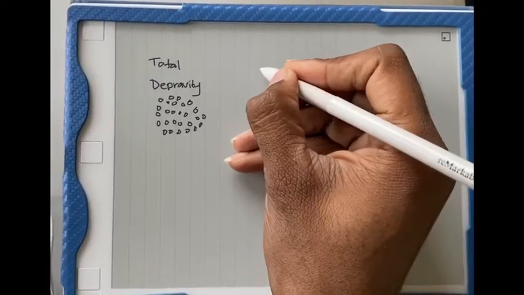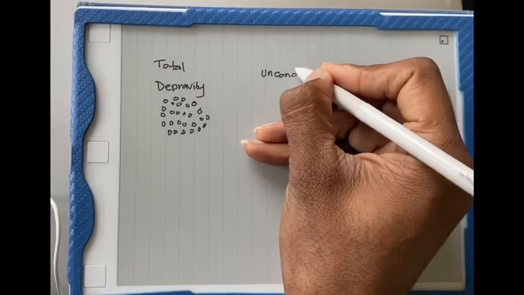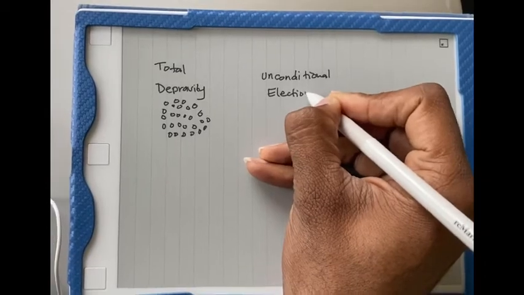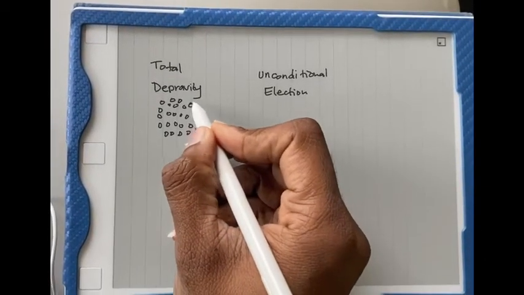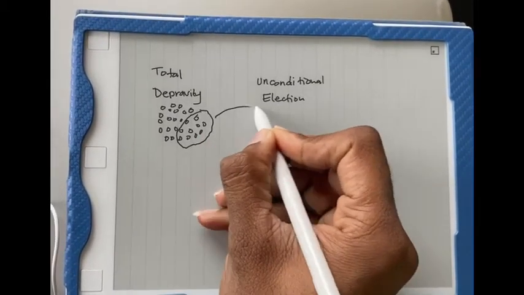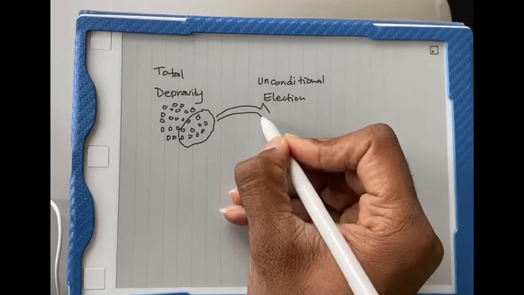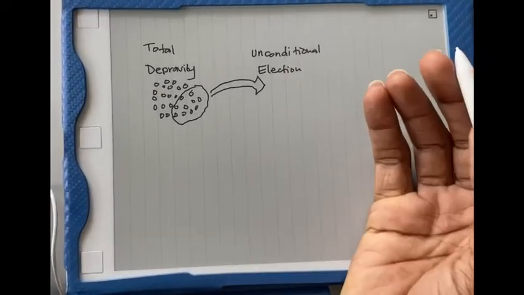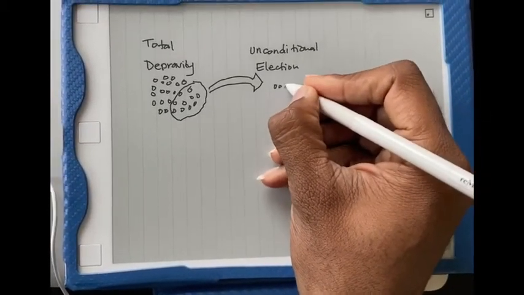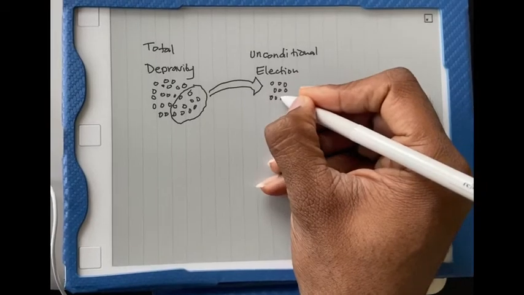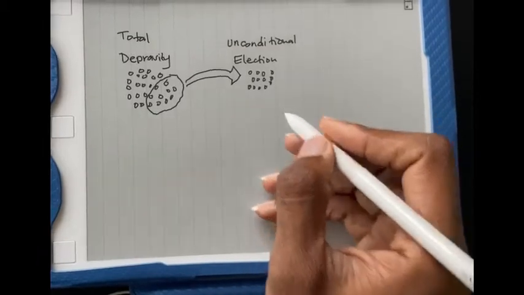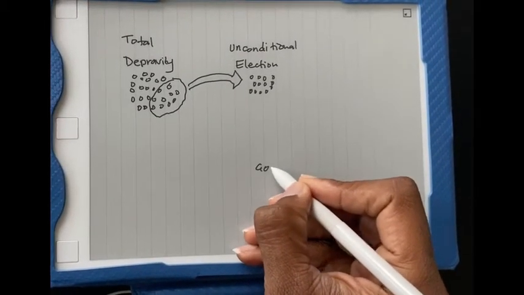And then we talked about the unconditional election. Okay? And so part of these guys over here are part of what we call the unconditional election of God, where we talked about Jacob I loved and Esau I hated. So a few of these people are part of the elect.